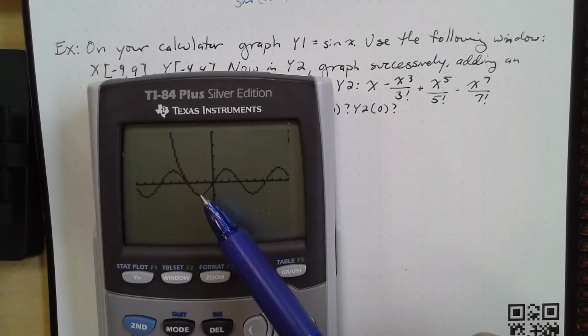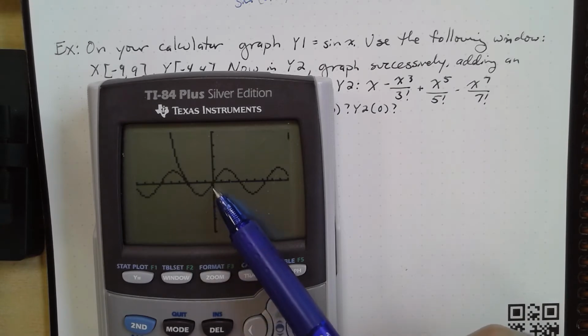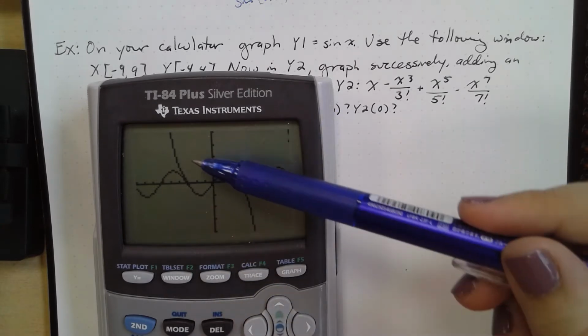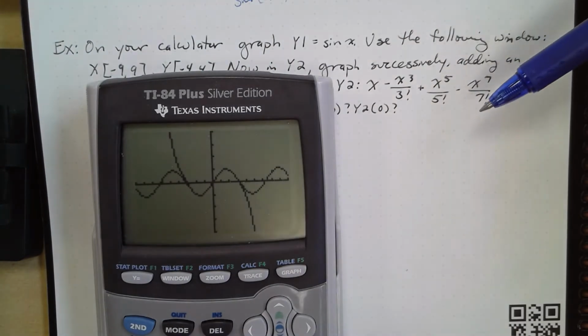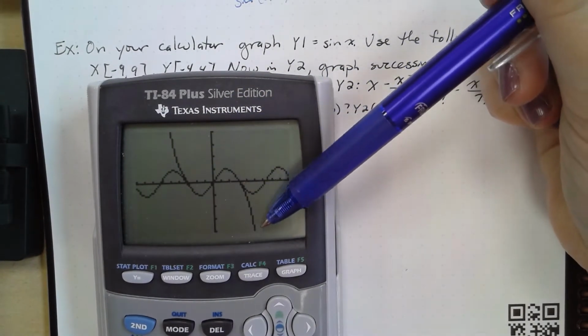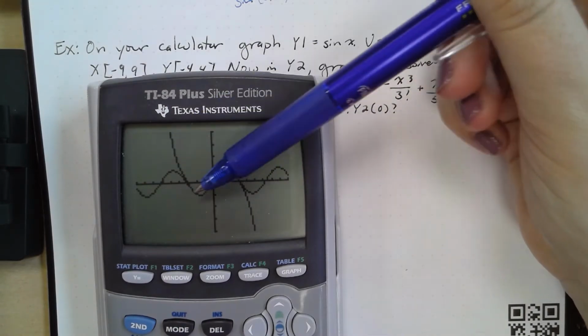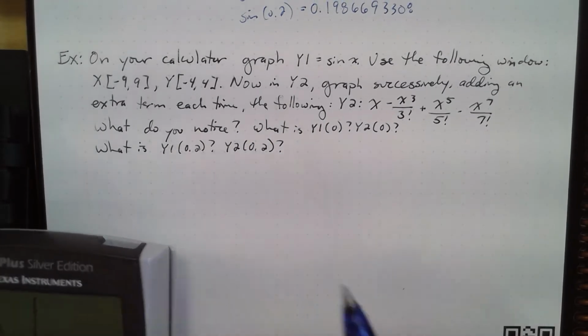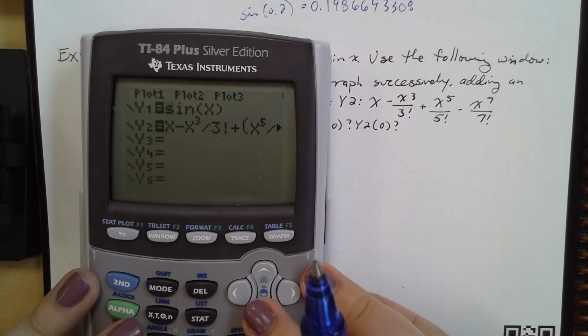Oh, okay. And we're getting a function here. And you can see that this 7th degree polynomial kind of curves our sine curve there, right? It curves the sine curve there. So we were also asked to add each term, okay? So let's do that. We're going to go back in here.